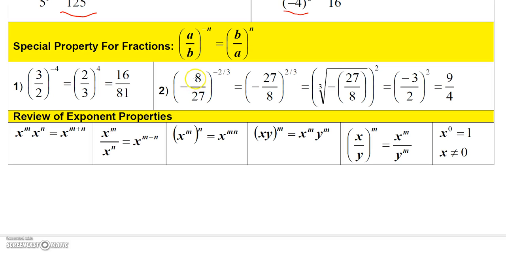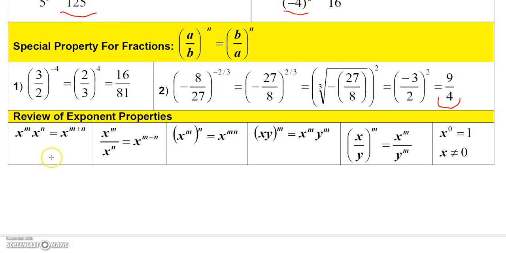Now, negative 8 over 27 to the negative 2/3, using this property, would be negative 27 over 8 to the positive 2/3. So now let's think about what that means. So when you raise something to the 2/3 power, it means you take the cube root of it and then you square it. So if we take the cube root of negative 27 over 8, well, the cube root of negative 27 is negative 3. The cube root of 8 is 2. So we get negative 3 over 2 quantity squared. And then when you multiply negative 3 halves times negative 3 halves, you get positive 9/4. Okay?